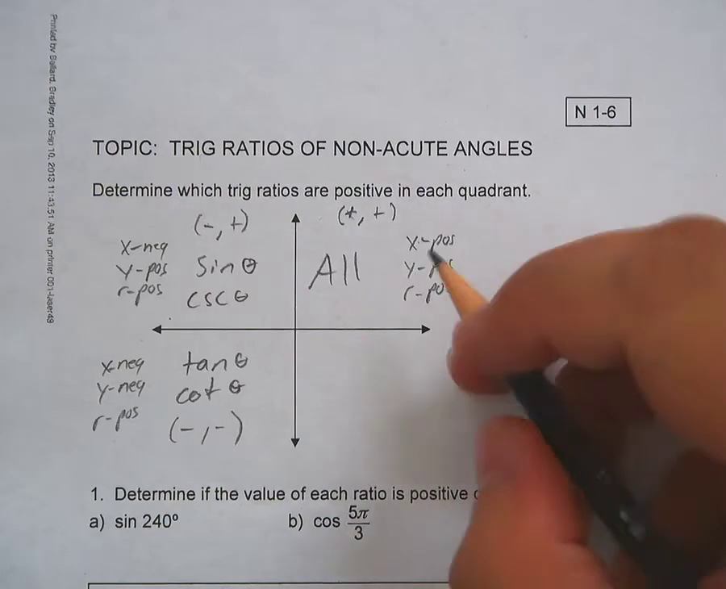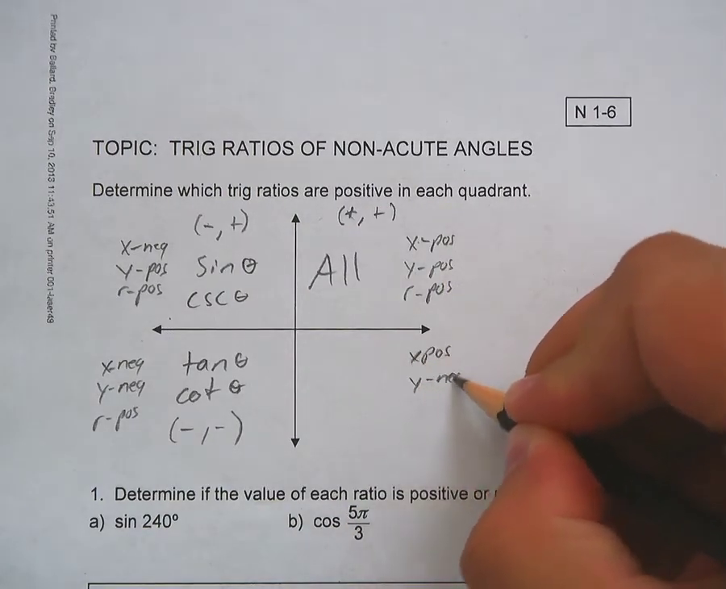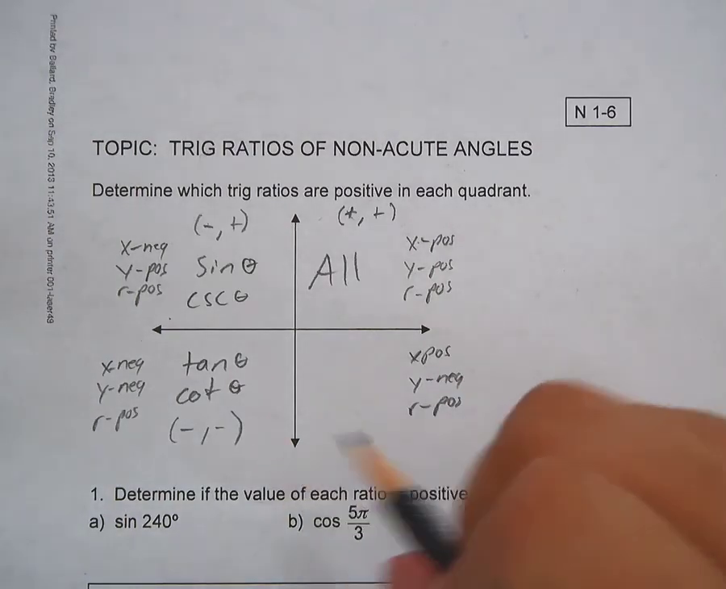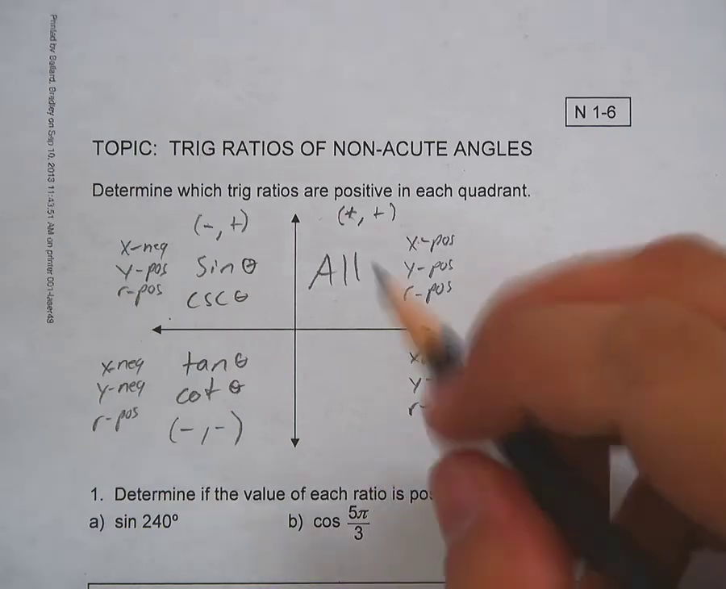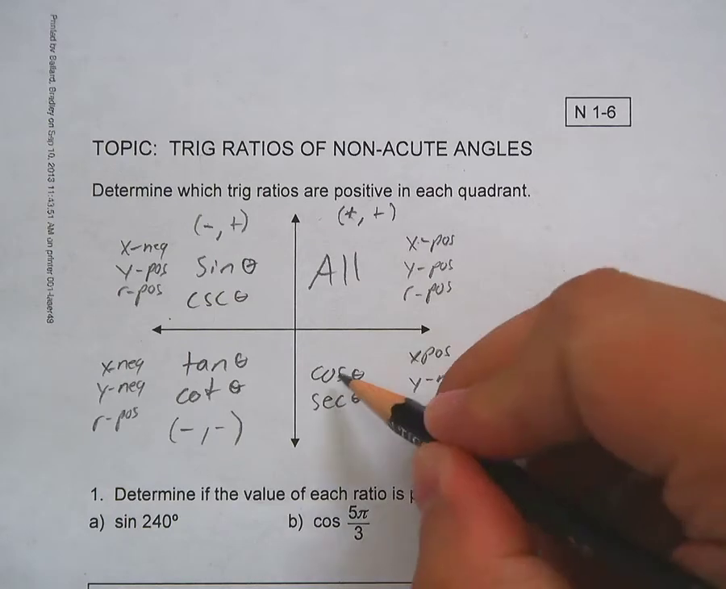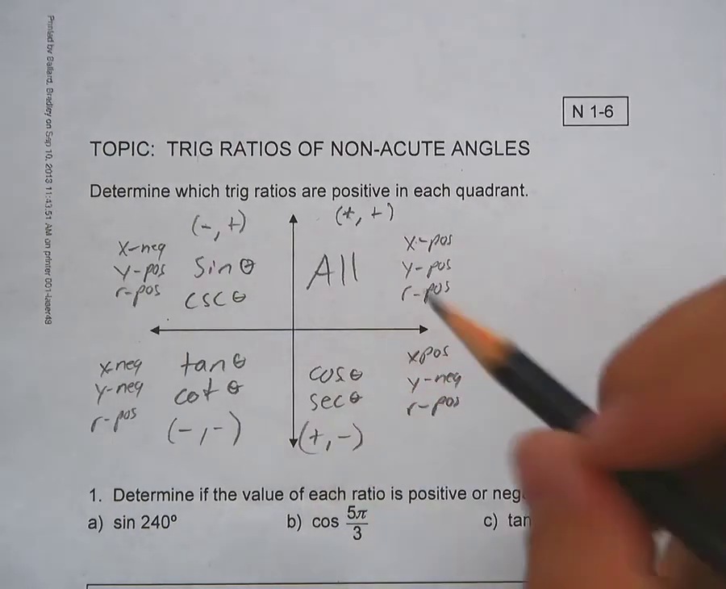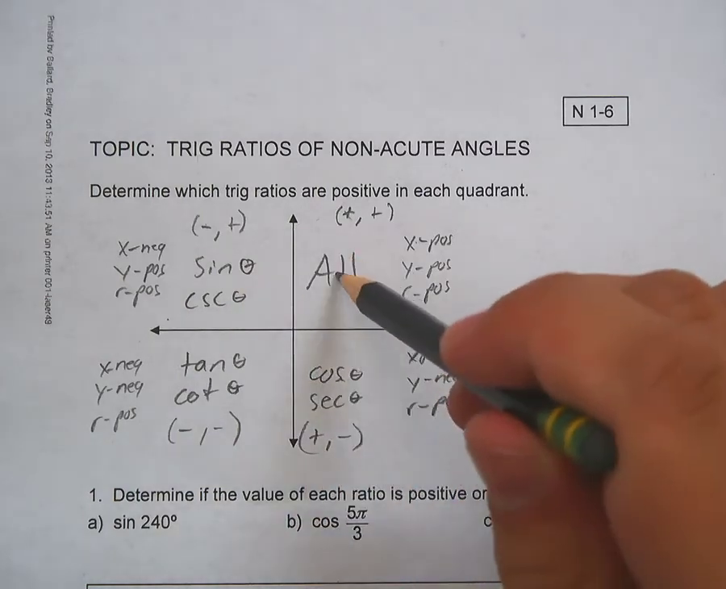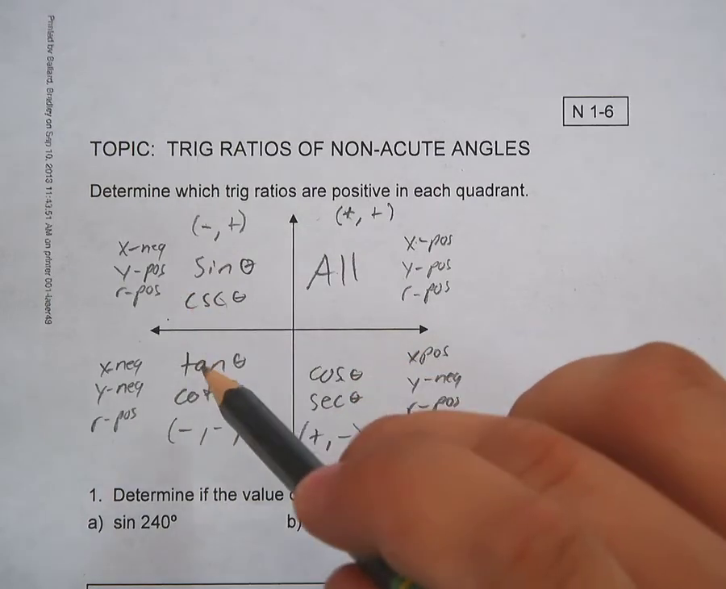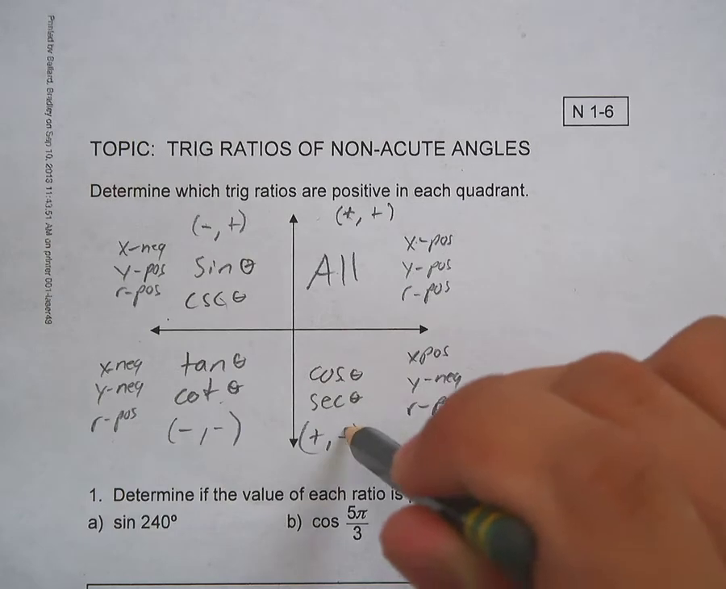So that leaves over here where x is positive, y is negative, and r is positive. So which one will give you a positive value over here? The only positives are going to be cosine of theta and secant of theta, the ones that deal with x. Positive comma negative. So think about this. All of them are here. Only the ones that deal with y are positive here. Only the ones that deal with y and x are positive here. Only the ones that deal with x are positive here.